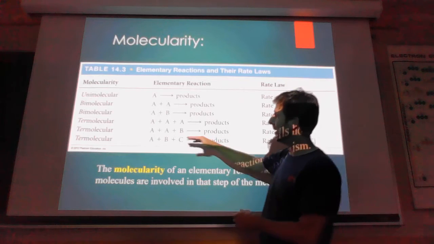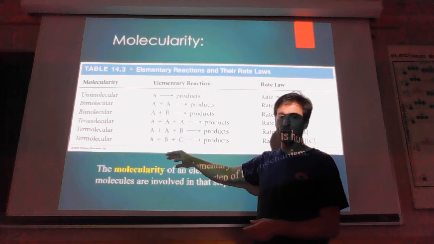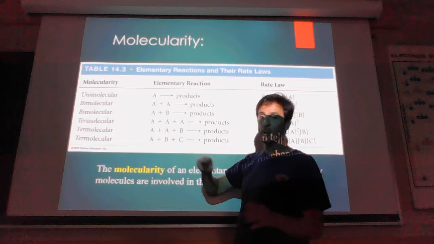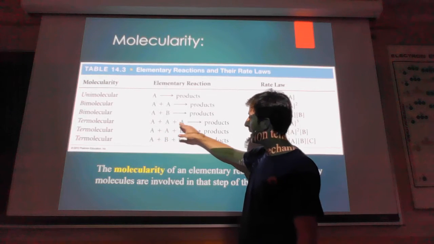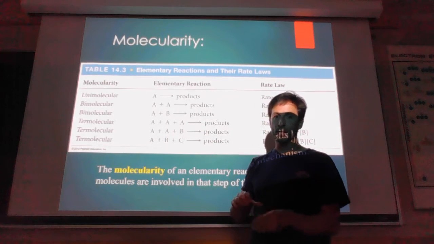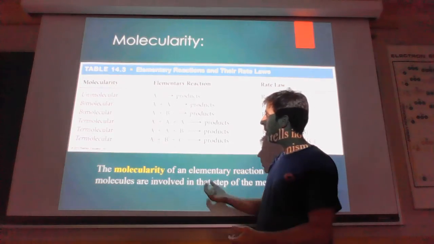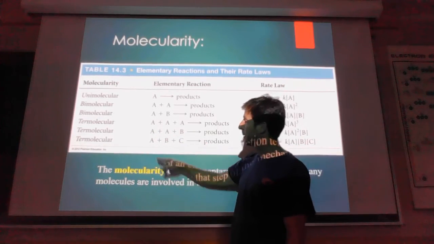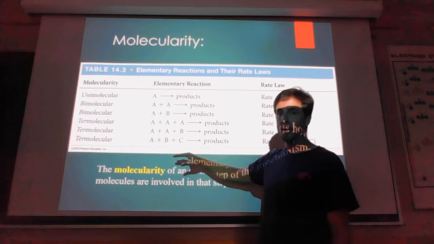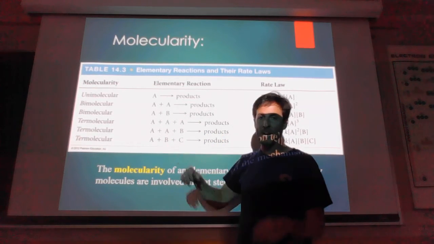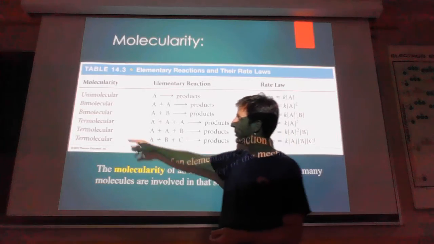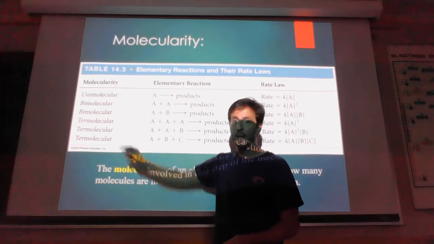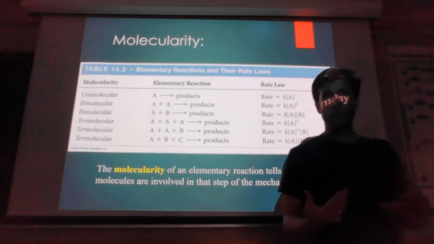And then finally, you can have three molecules that collide. It could be three of the same, A plus A plus A, which would be written just 3A in a reaction. Or it could be two A molecules and a B molecule. Or it could be A plus B plus C, right? But in any case, if there are three molecules that have to collide with each other, that's called termolecular. Now that's as high as we go, okay?